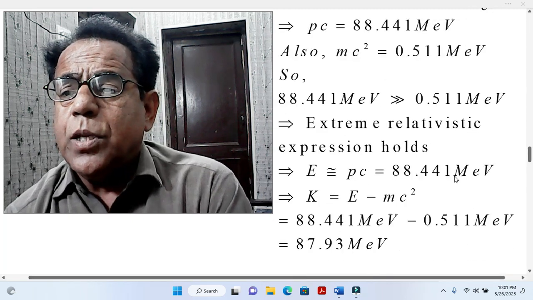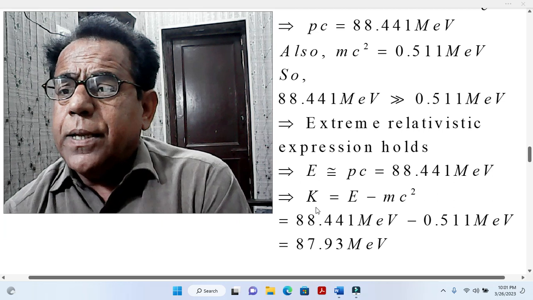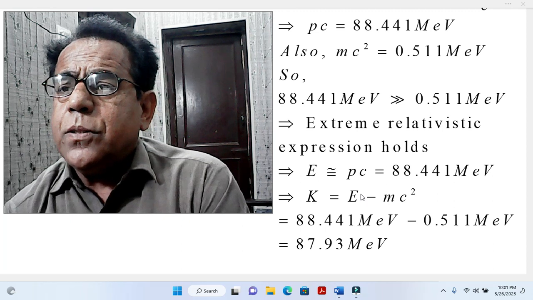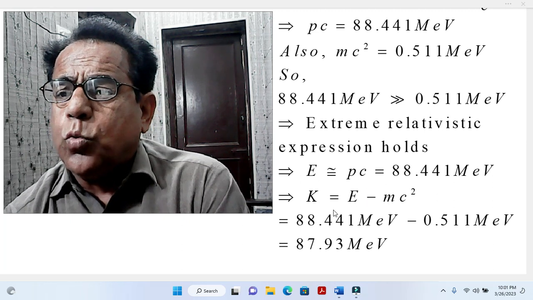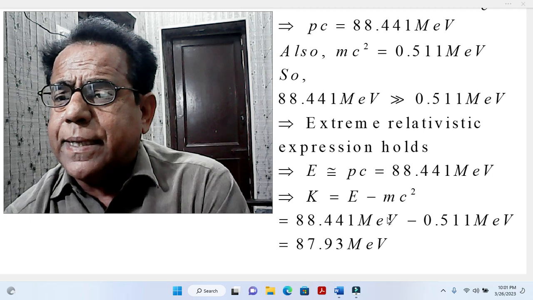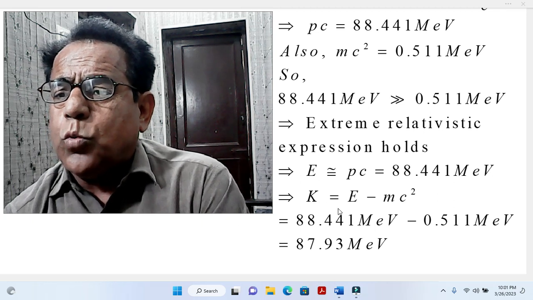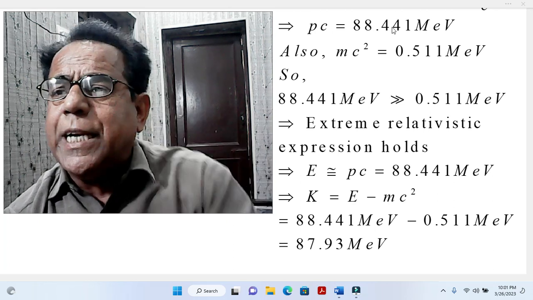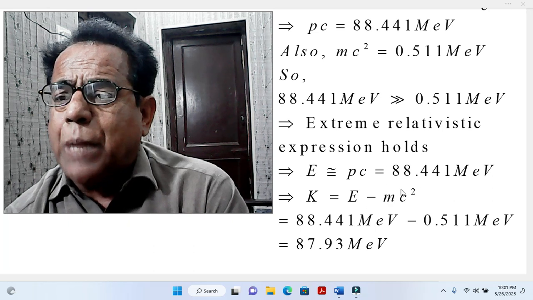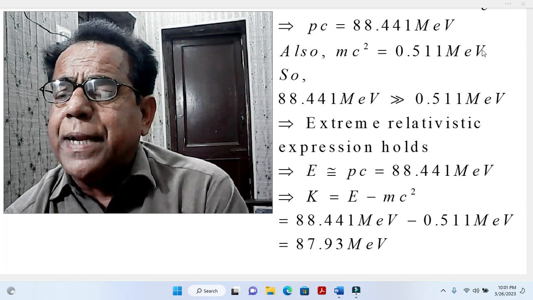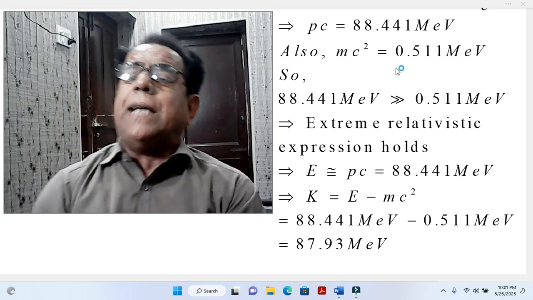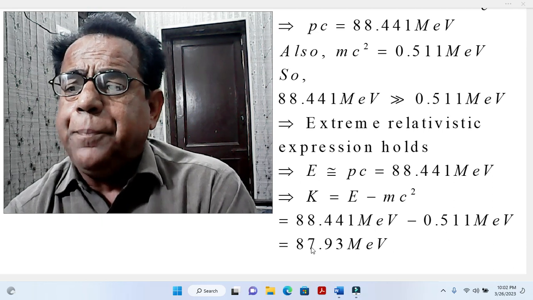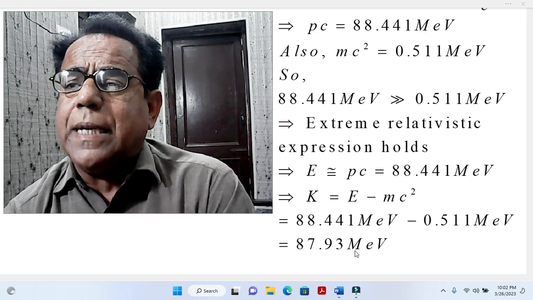So K is equal to E minus MC square. And this is equal to, here in place of E, we are using this value, PC, which is 88.441, minus, in place of MC square, we are using this value, which we have taken from the table, which has been introduced as a tool for this problem. Hence when we subtract these two quantities, we get 87.93 million electron volt.